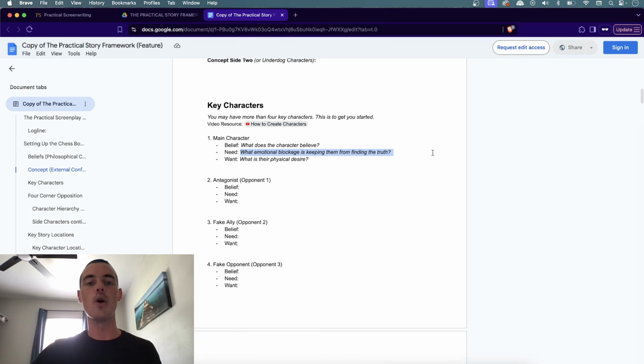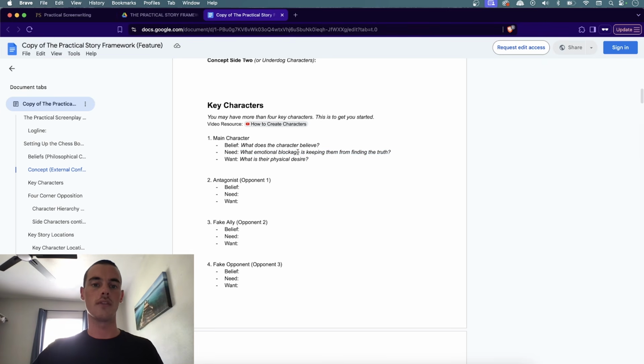Essentially, what emotional blockage is keeping your character from finding the truth? That's the best way to think about the need, right? Because a lot of the times when a character is going to go through an arc, they're not just going through a belief arc, they're also going through an emotional arc.